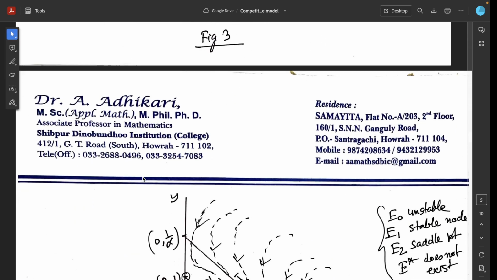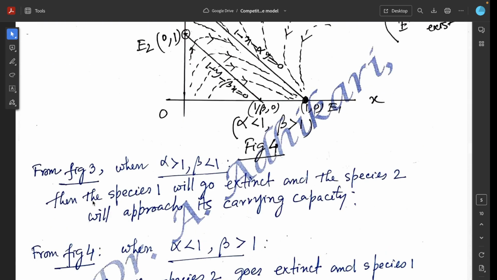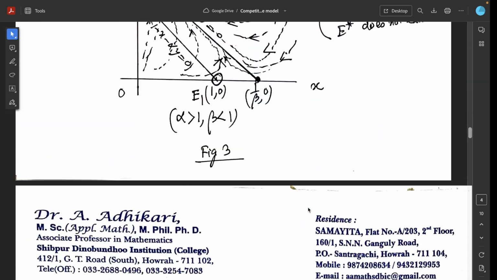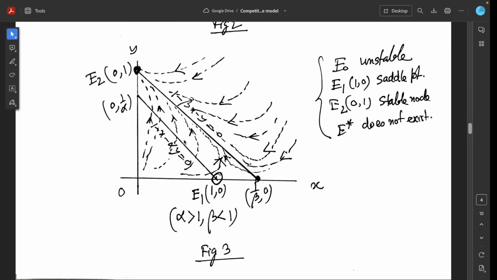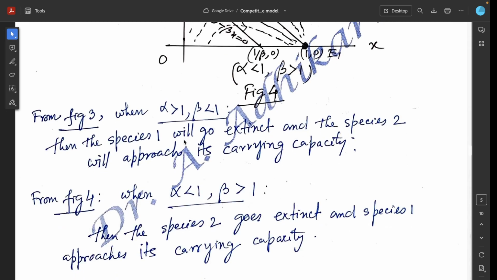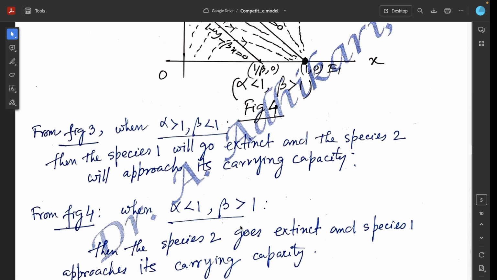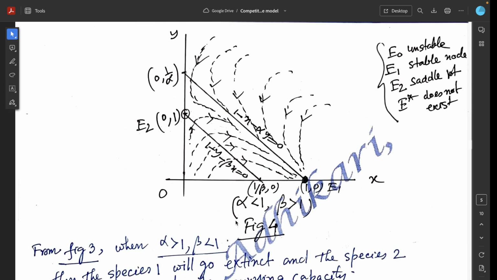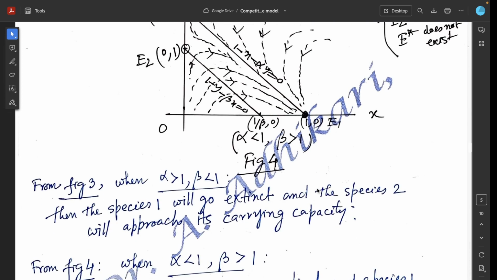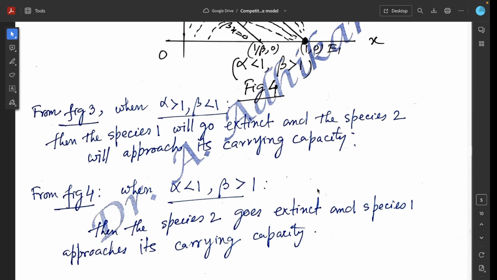From figure 3, species 1 will go extinct with time, and species 2 will approach its carrying capacity. And from figure 4, when alpha is less than 1 and beta is greater than 1, species 2 goes extinct because E2 is unstable, so all trajectories go to the point E1. So species 1 approaches its carrying capacity.